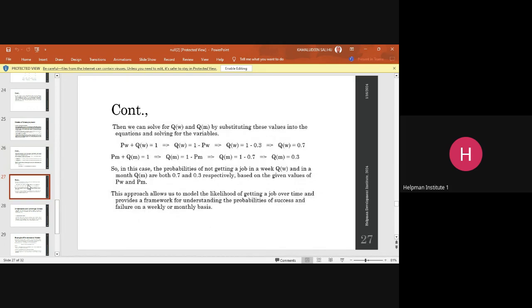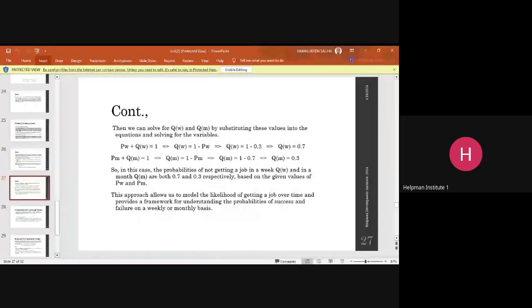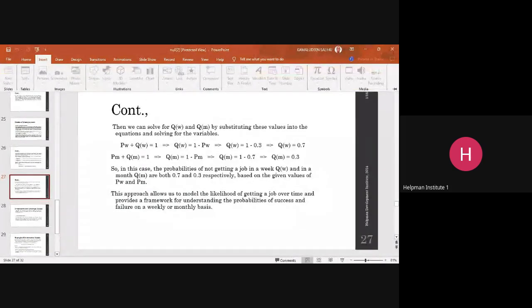So as you can see here, we give the counter example. We make a substitution by assuming Q of W and Q of M have a similar result. If you look at this, the number of people that get a job weekly is equal to the number of people that get a job monthly. So if we take the difference for not getting a job weekly and not getting a job monthly, and take the sum, the result is 0.7 plus 0.3, which is equal to 1.